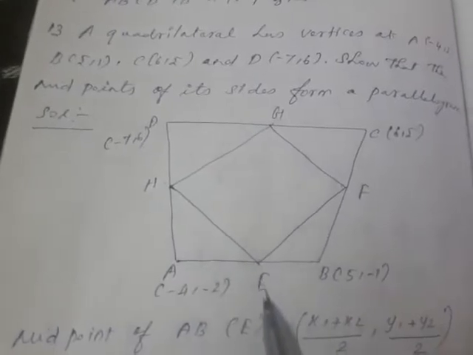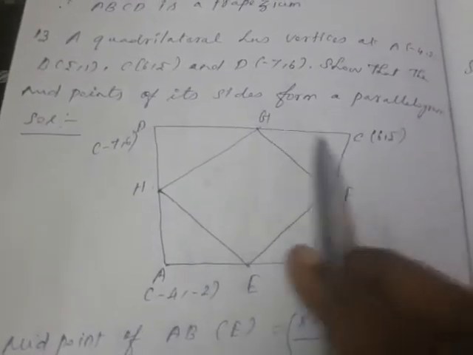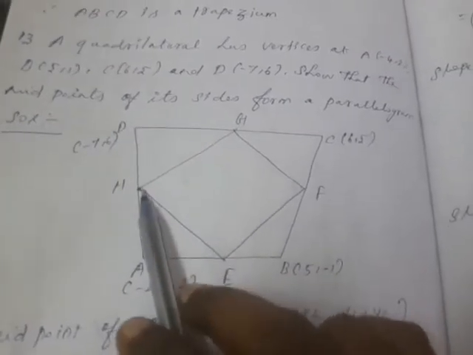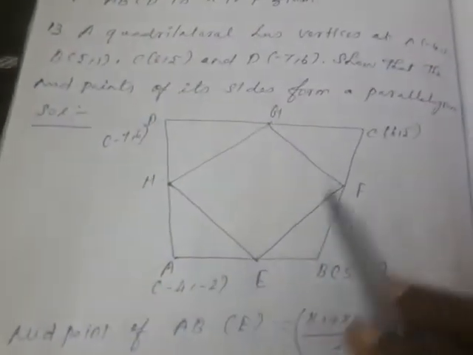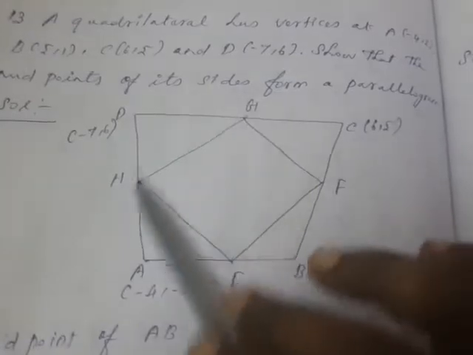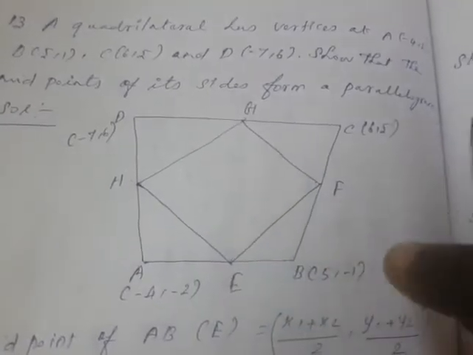So now we found the midpoint of AB, E; midpoint of BC, F; midpoint of CD, G; and midpoint of AD, H. Now it will make lines, no? So you have to find the slopes of these lines. First find the slope of EF, next the slope of FG, next GH, next HE. Using these we have to find out whether it is a parallelogram or not.